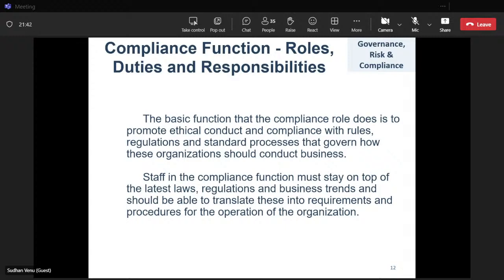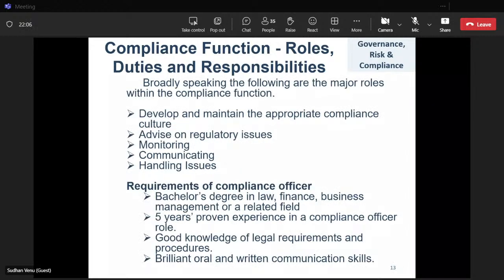And they have to maintain the compliance function, where the staff in the compliance function must stay on top of the latest law, not the oldest one but the latest one, on top of the latest laws and regulations of the business and trends. They should be able to translate this into the requirements and procedures for the operation of the organization.